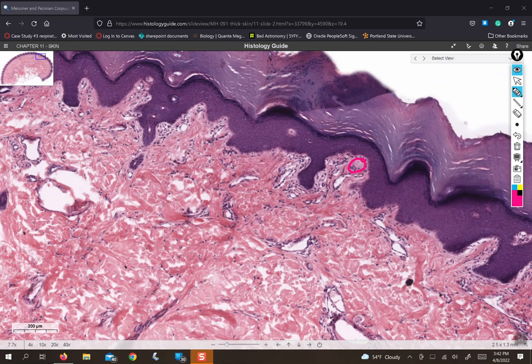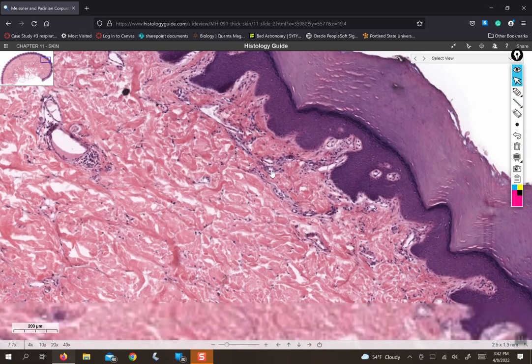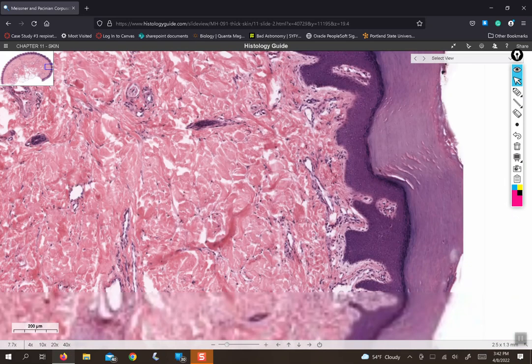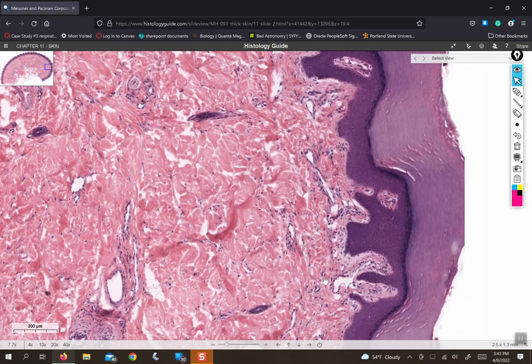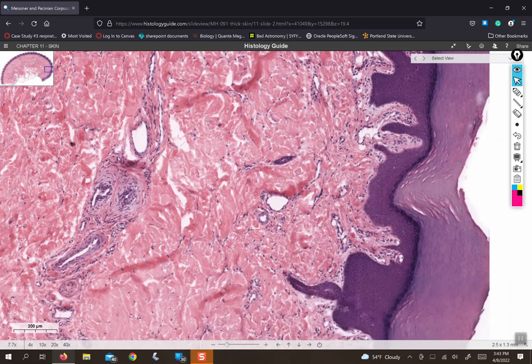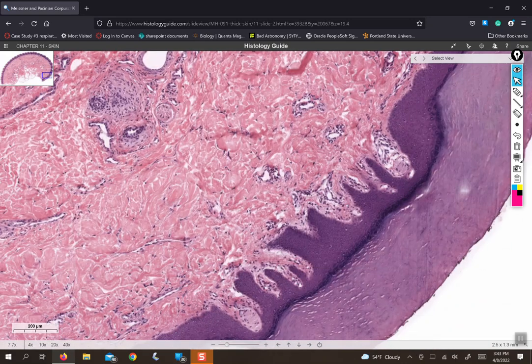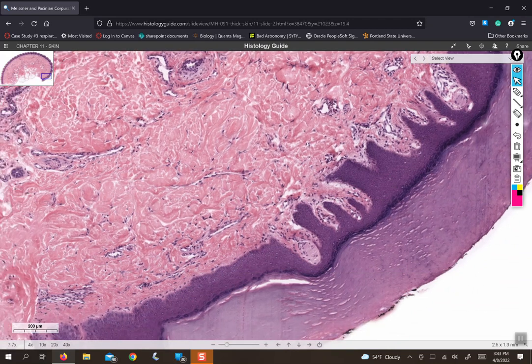So you'll notice that they're not very frequent. They do exist, but they're not in every single dermal papilla, so you have to look for them. They're not going to be a guarantee. Ooh, this one here is really nice. It looks like a thumbprint. This one is okay, but this one is a good one, a thumbprint sitting in the middle of a dermal papilla.